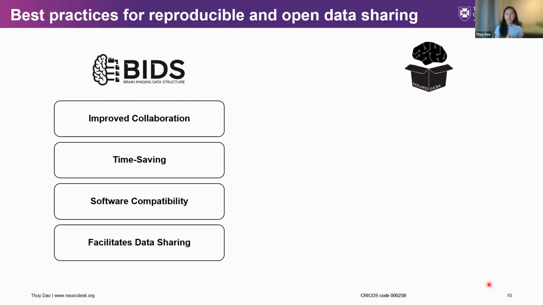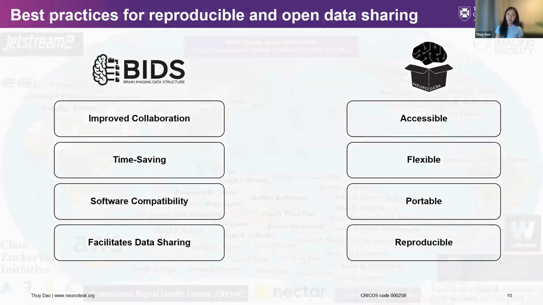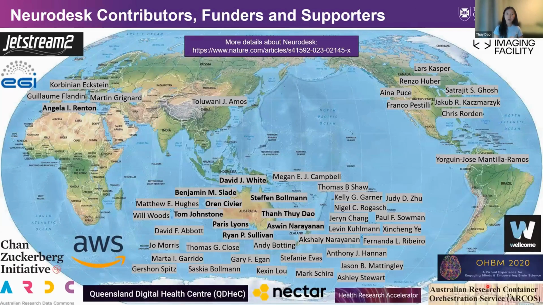Then we have Neurodesk that fully supports the BIDS-compliant workflow in an accessible, flexible, portable, and reproducible manner so that you can have a very easy and straightforward pipeline for your analysis without worrying about anything. Yes, you have to worry about your analysis, but not the setup. So combining BIDS with the flexible and reproducible environment of Neurodesk, we want to create a robust foundation for open and collaborative science. And lastly, I want to shout out to our contributors, funders, and supporters throughout the years that make this platform possible for everyone anywhere.